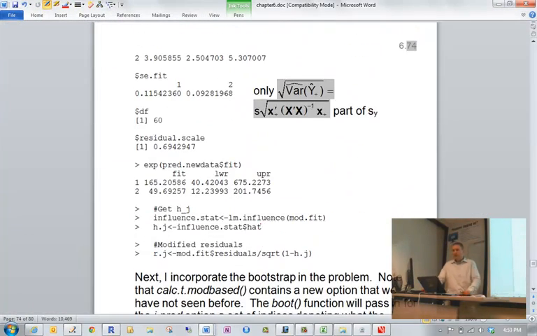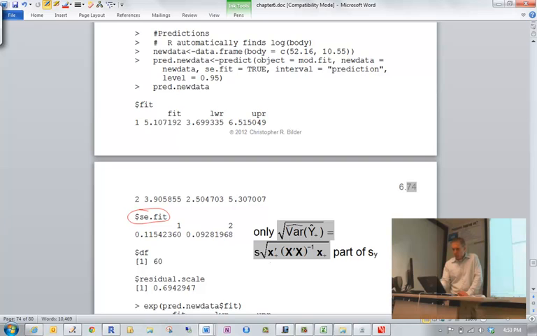This is what can be confusing. Notice R produces a list. The first component of the list is $fit. So if I only wanted this part here, I just say pred.newData$fit. It also has se.fit here. So if I say pred.newData$se.fit, I get this only. What this actually is, is the square root of the estimated variance of y hat. This is what you would use in a confidence interval for the expected value of y.